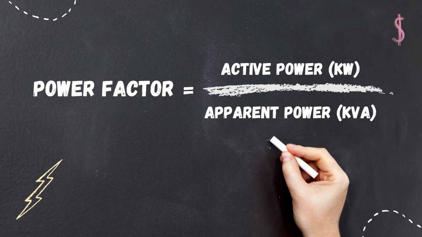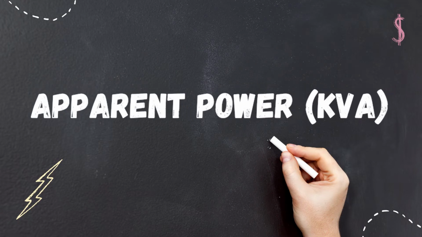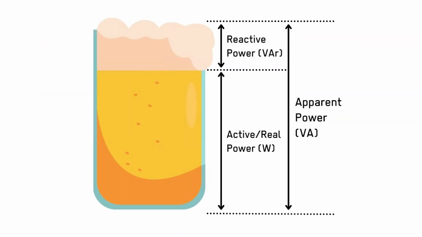Let's take a look at how the formula for power factor reflects this. As you can see, power factor is a ratio equal to active power over apparent power. Active power is the power that can actually be used by the consumer, and apparent power is the power that's generated for the purpose of consumption, but it includes reactive power. Because apparent power includes reactive power, we know that some of it will be lost in the form of heat along power lines.